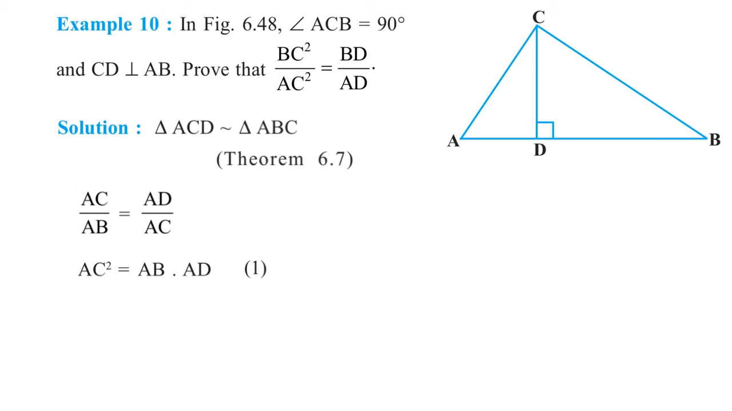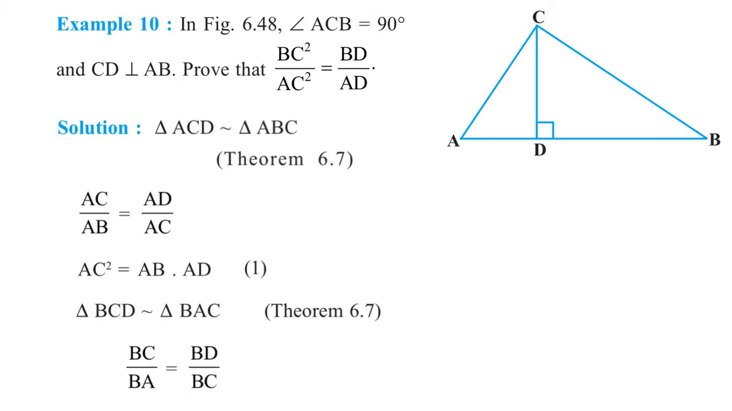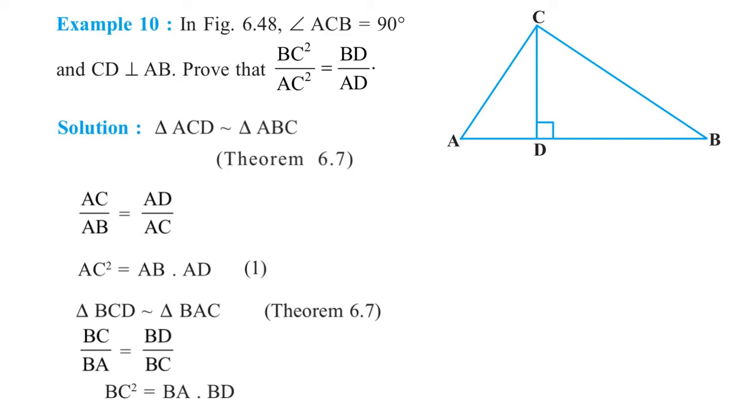Similarly, if we take triangle BCD and triangle BAC, they too will be similar. So triangle BCD will be similar to triangle BAC and the ratio of the corresponding sides will be the same. So BC over BA will be equal to BD over BC. So cross multiply, so we get BC squared equal to BA times BD, and let's label that as equation 2.